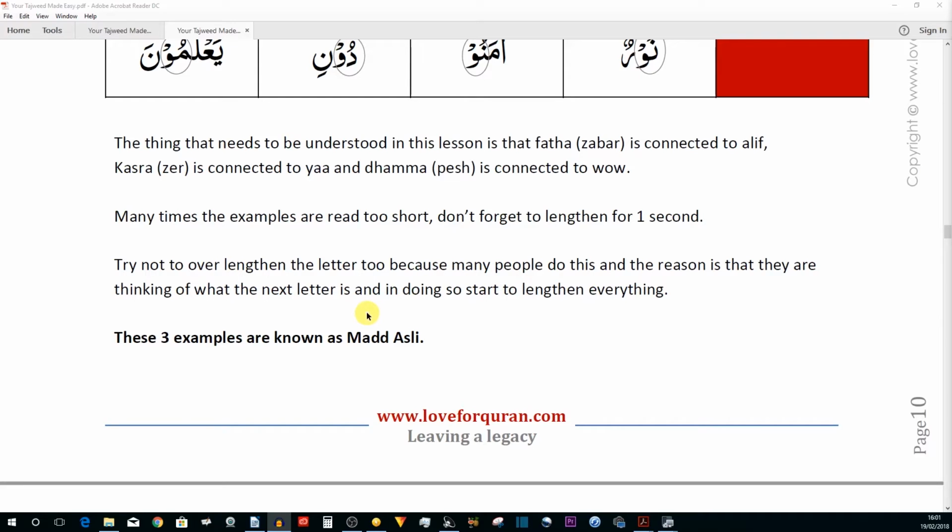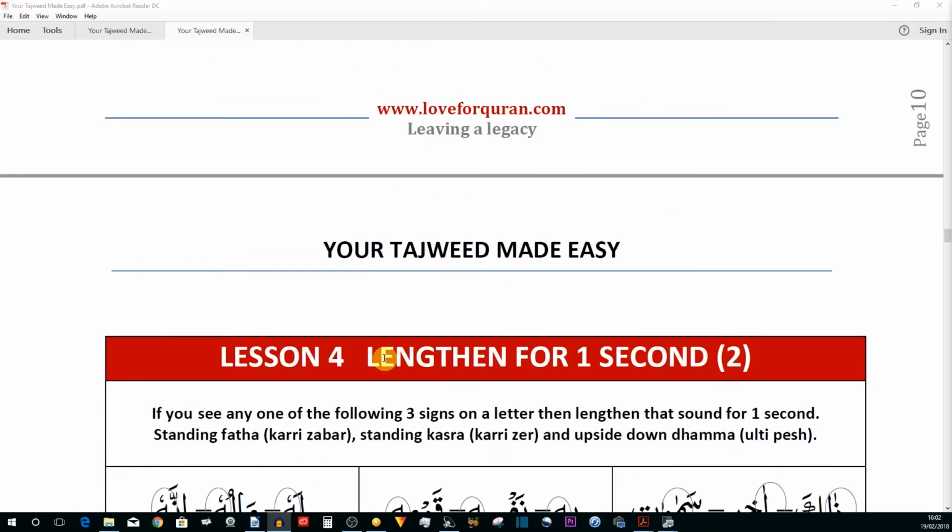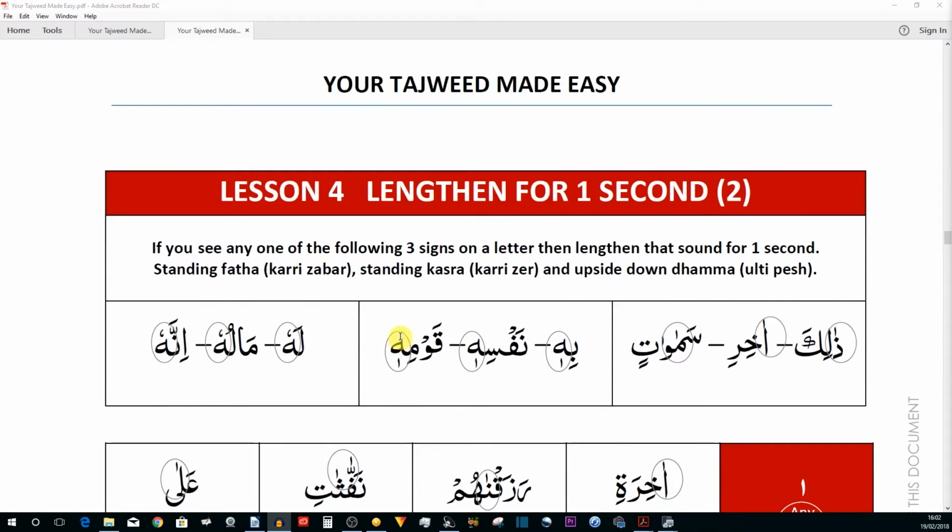So don't do more than 2 beats, you know. Don't go ba, you're going on, you know. It's only ba, easy. Okay, right. Now these 3 examples are known as mad asli. Mad asli, that's the shortest mad we have. Okay, inshallah, so now let's do the next part of the lesson, which is lesson 4 in the PDF.